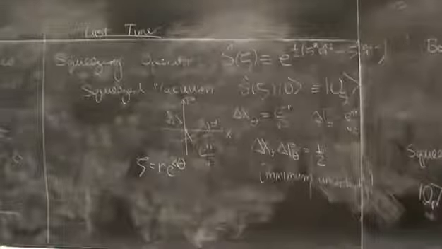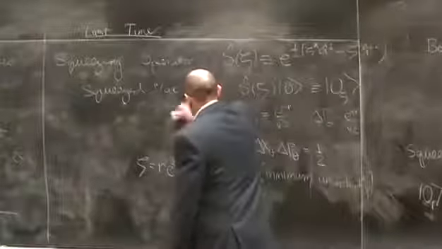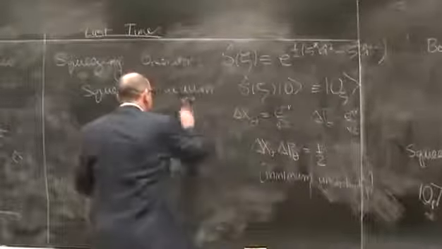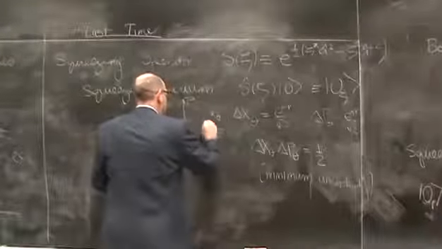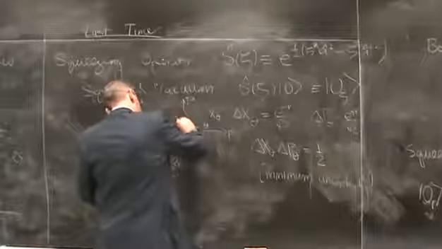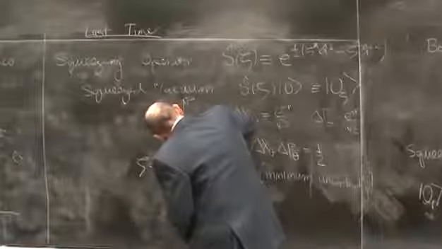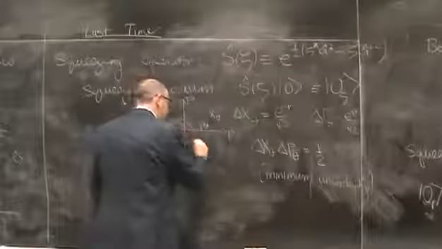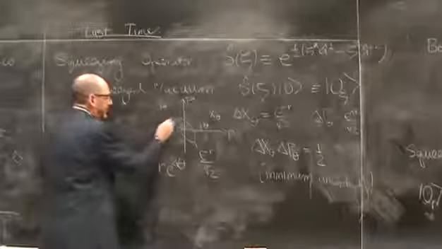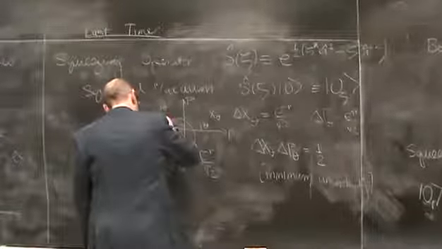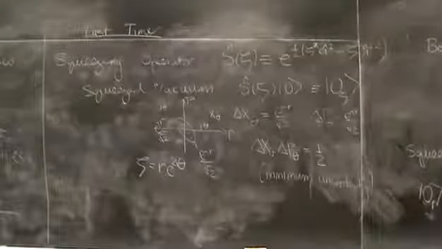Actually, this is drawn backwards. Sorry. Let me try that again. So here's the X quadrature associated with that, and this is the P quadrature, and this is that state. So it has reduced uncertainty along the X quadrature and increased uncertainty along the P quadrature with respect to that theta.